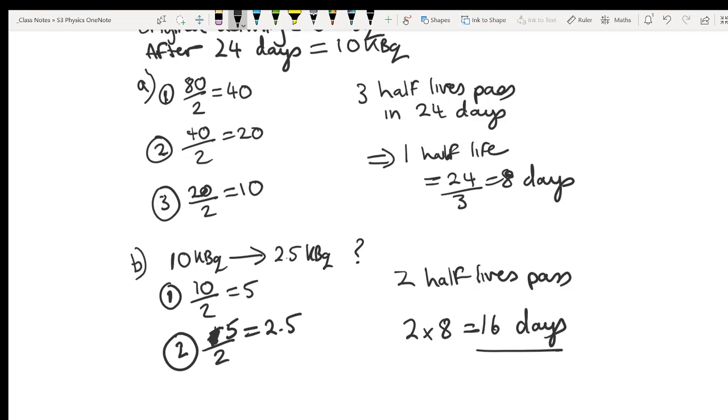Okay. So I'm going to get you guys to do some of these questions. As I said, the more you do them, the more they'll come to you. But there are different ways. They might ask you what half-life is. They might ask you how much time it takes to get from one activity to another. It might even ask you to find the original activity if you know the rest of the stuff.